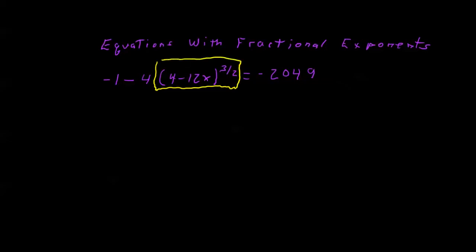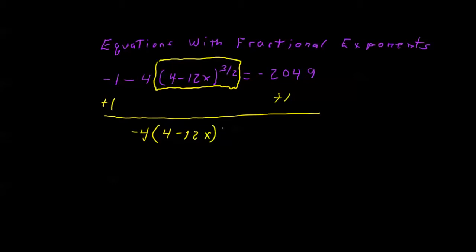And we've done that with radicals, we've done that with absolute values. We want to isolate this. So we're going to add 1 to both sides. And we get -4 times (4 minus 12x) raised to the 3/2 equals -2048.